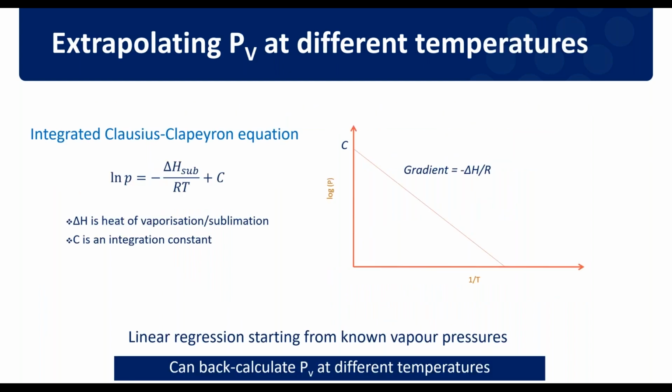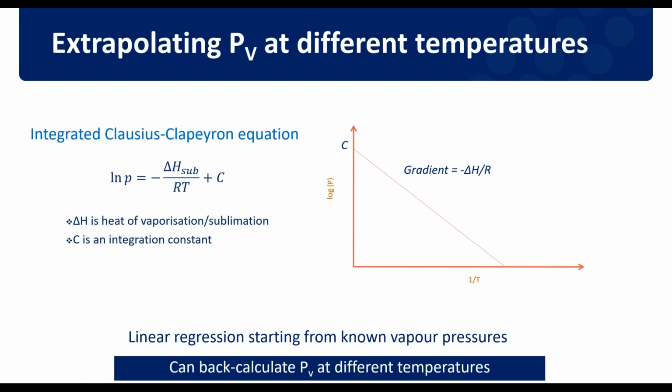And if we want to extrapolate vapor pressure at different temperatures, we can use the integrated Clausius-Clapeyron equation, which relates one vapor pressure to the enthalpy of sublimation. Looking at this equation, if we have multiple vapor pressures measured at different temperatures, we can plot the logarithm of the vapor pressure as a function of the inverse of temperature. And the gradient of this line is related to the enthalpy of sublimation.